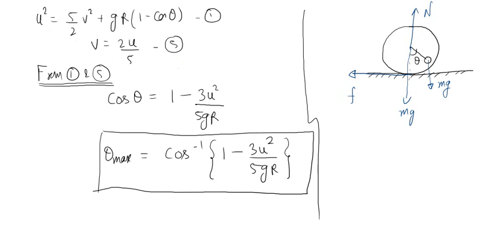So from 1 and 5 I will get cos theta equal to 1 minus 3u square by 5gr, which will give me theta max. So at the time of maximum deflection, theta max will be equal to cos inverse of 1 minus 3u square by 5gr. So the maximum deflection in the thread will be cos inverse of 1 minus 3u square by 5gr.